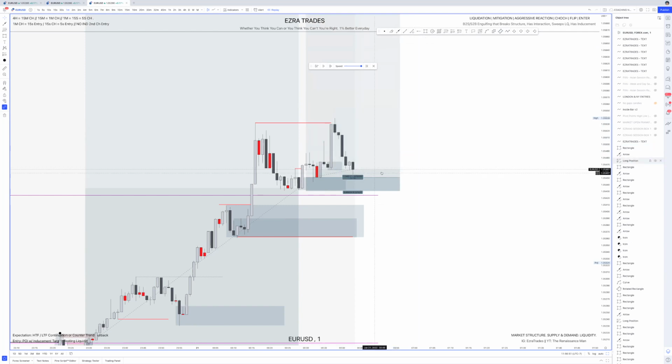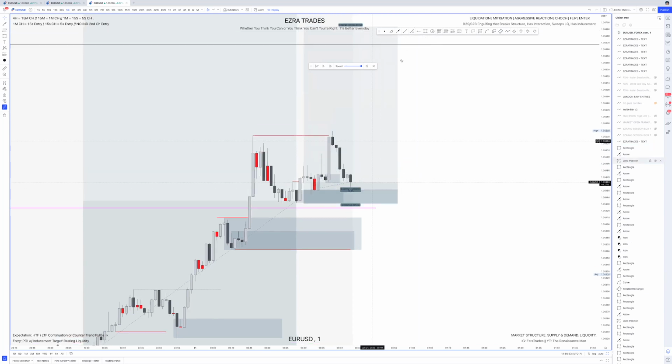But then here's what I did. Right here, what I saw was this, right? We took this high, and now what did we do? We took the low, right? So 1-minute order flow is bearish, but I know that the structure on the 1-minute is bullish. I know that the 15-minute is bullish. I know that the 4-hour is bullish, right? So what can I do?